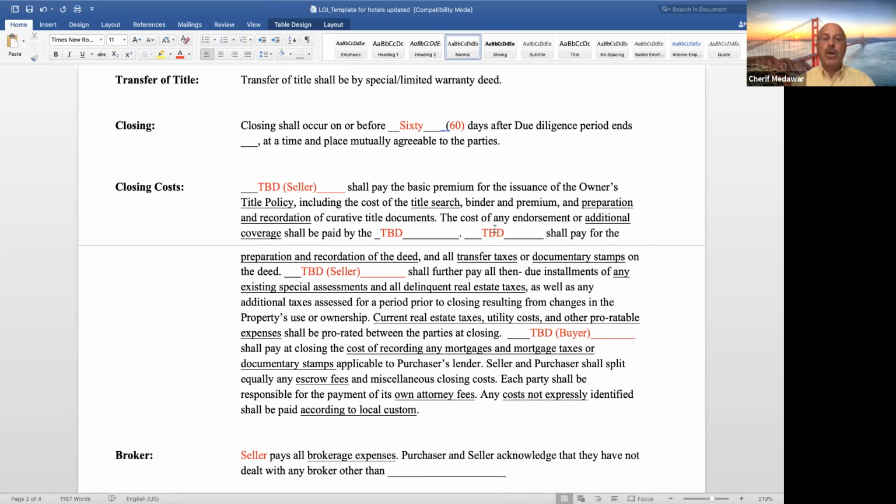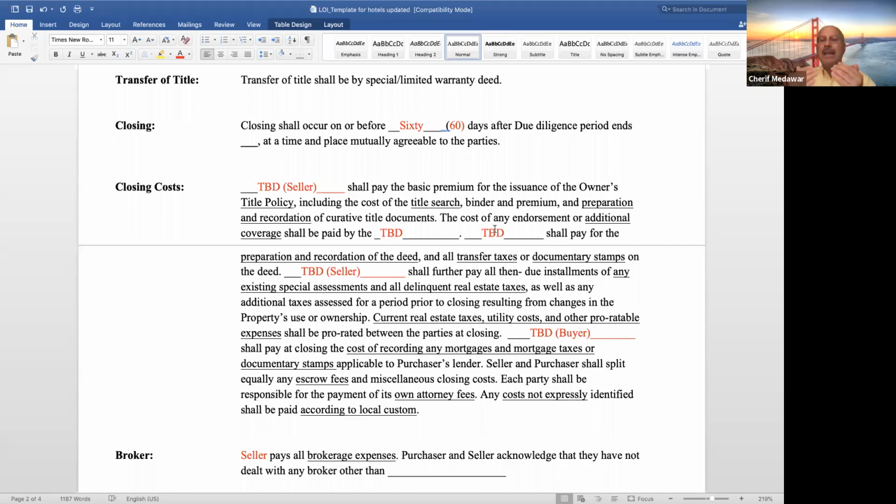Closing shall occur on or before 60 days after due diligence. So we're going to have 45 days for due diligence. Then we're going to have another 60 days after the due diligence to get the financing, finish all the paperwork, and close. We give ourselves 60 days. Maybe we'll finish it in 45. Maybe the whole process takes faster. What if it takes a little bit longer?